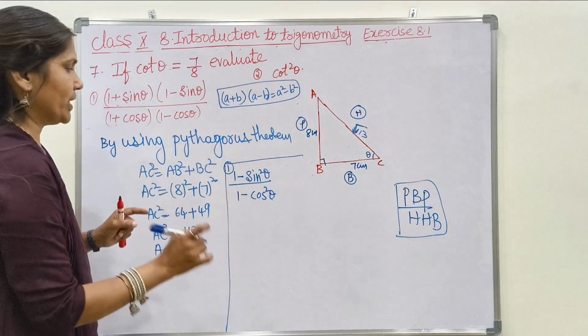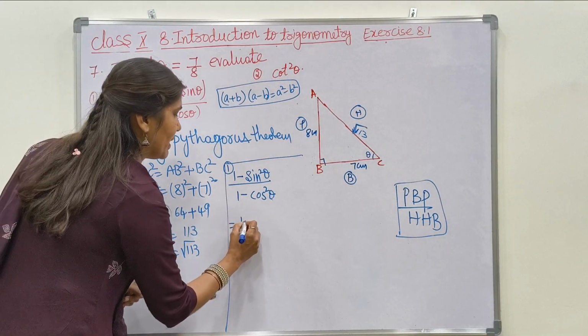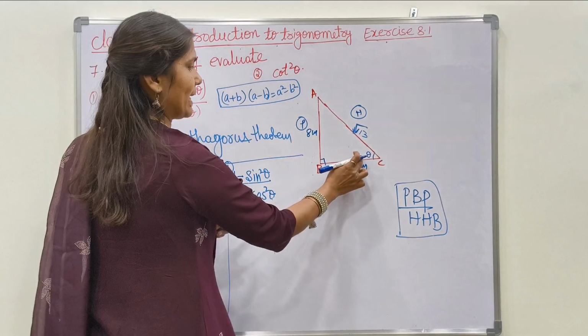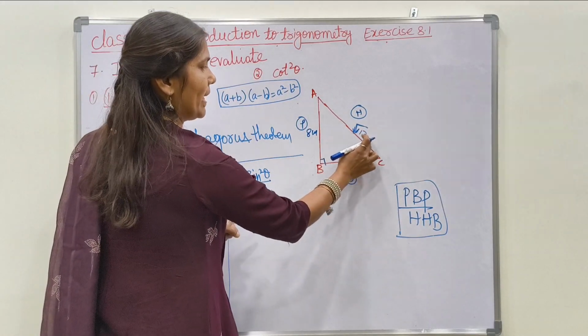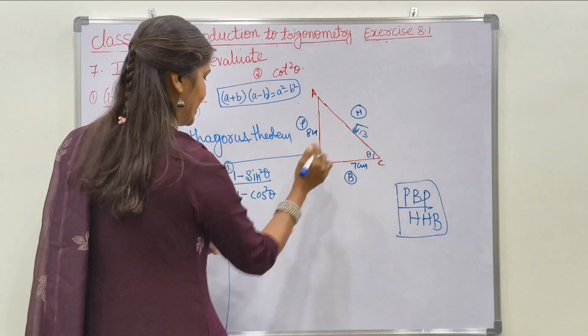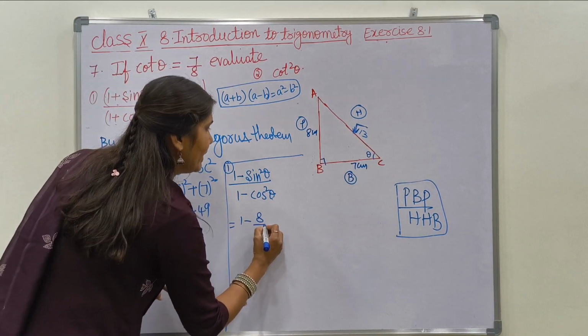Okay. Now see here. We will apply the values. 1 minus, carefully listen. Sin theta means what? This is the theta. Sin means what? Perpendicular by hypotenuse. Perpendicular by hypotenuse. Perpendicular means what? 8. 8 by, what is there?